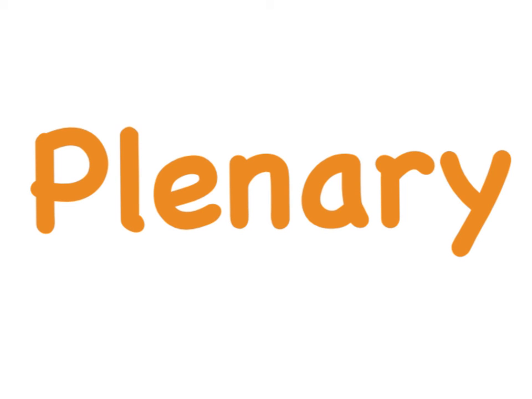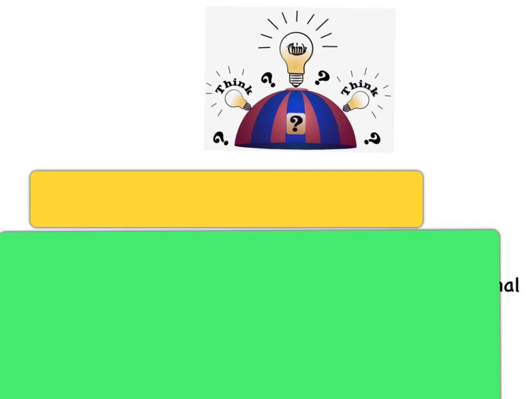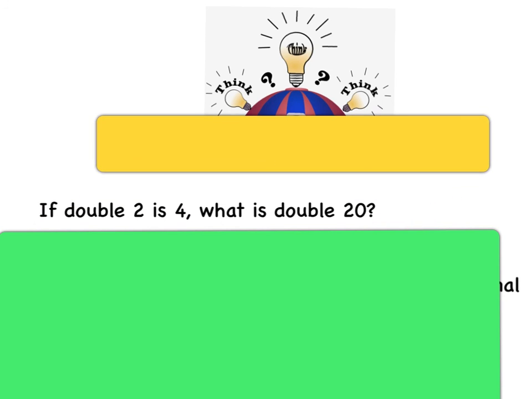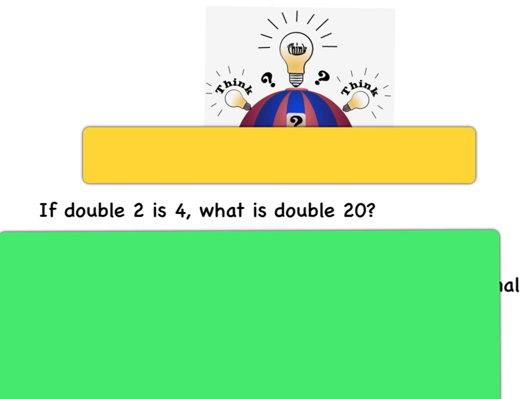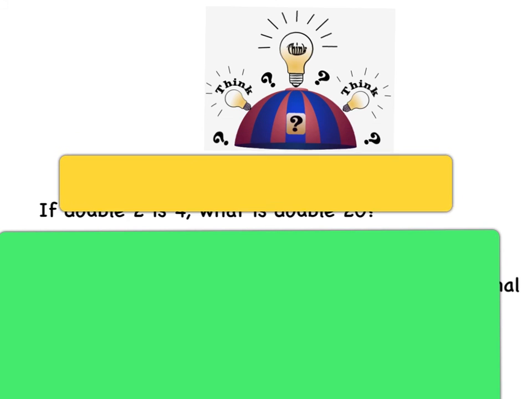And now let's move on to our plenary. See if you can work out the answers to these two problems. If double 2 is 4, what do you think double 20 is? Pause the video while you work it out. Okay, we know that double 2 is 4, so that means that double 20 must be 40. Well done if you got it right. Let's try the other one now.